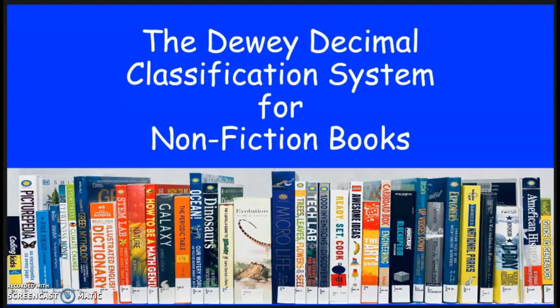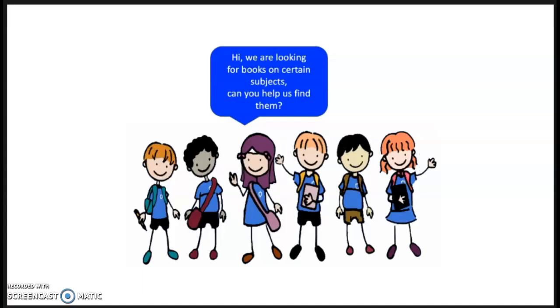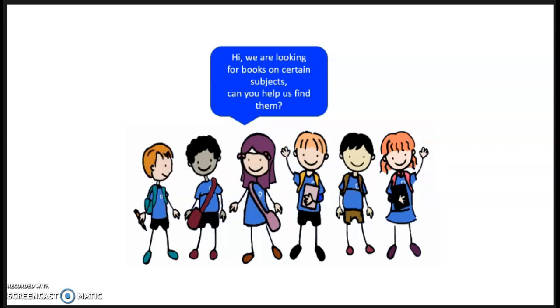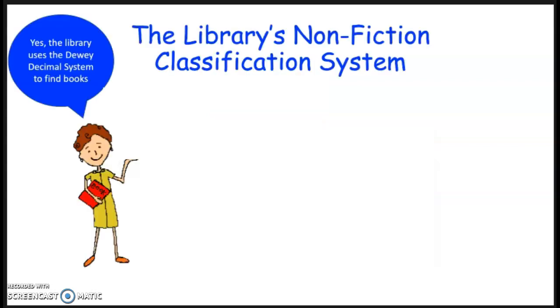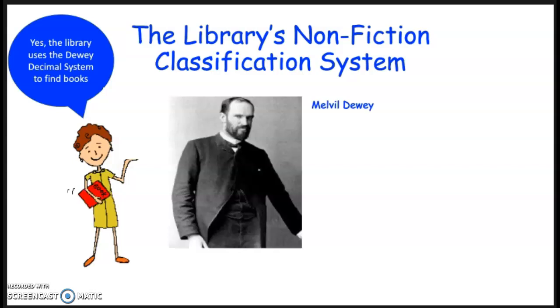Hello and welcome to a review of the Dewey Decimal Classification System for nonfiction books. So you need to find books on certain subjects, but how do you find them? The library uses the Dewey Decimal System for the classification of its nonfiction books. The system was created in 1876 by Melville Dewey to help find information easily.